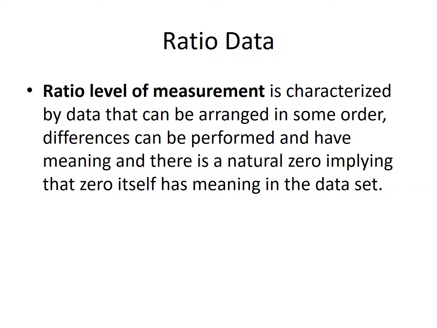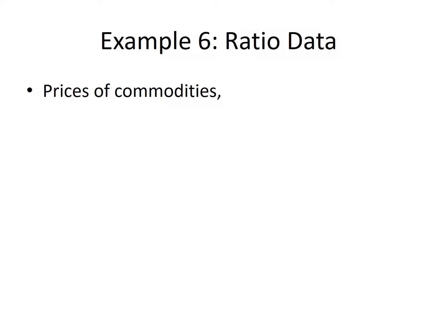The ratio level of measurement is characterized by data that can be arranged in some order. Differences can be performed and have meaning. And lastly, there is a natural zero, implying that zero itself has meaning in the data set. Some examples of ratio data include prices of commodities and distances traveled.